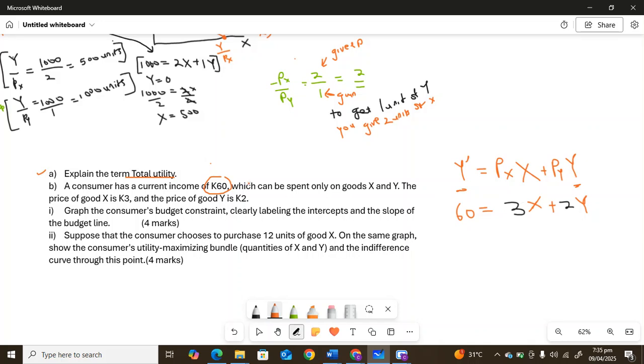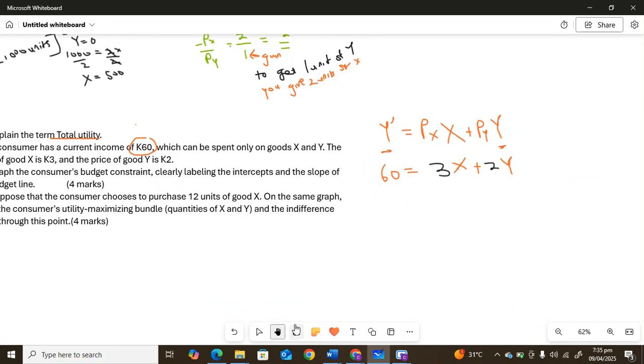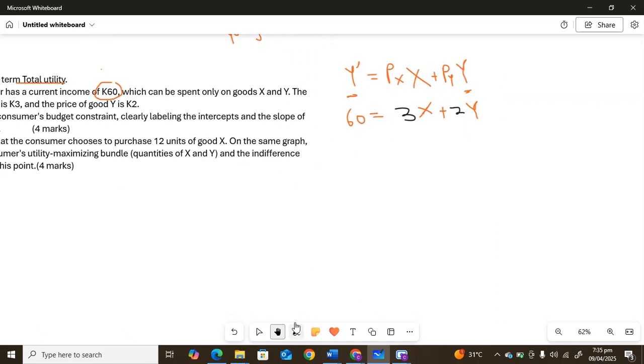Okay. So they've told us to graph the consumer's budget constraint, clearly labeling the intercepts and the slope of the budget line. So we can get our intercepts, and once we get our intercepts, we can graph this. This is the fastest way of doing it, right?